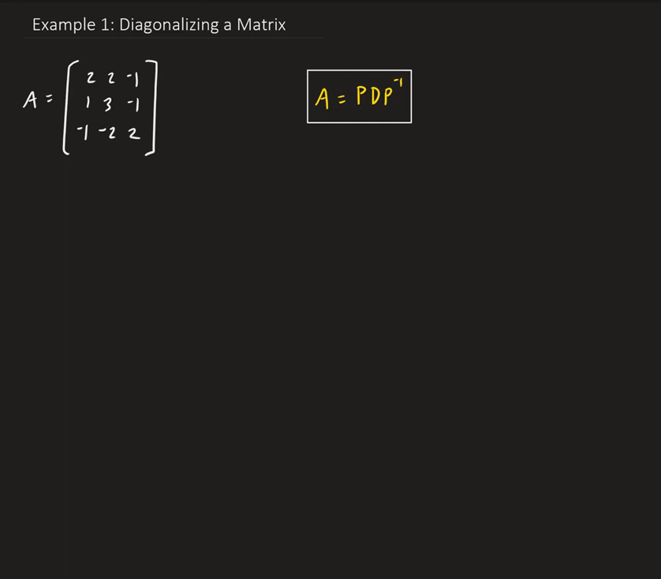So the first thing we need to do is find the eigenvalues, because those are going to make up the main diagonal entries for the matrix D. So the first step is to find the eigenvalues of A. When we go back, we need to find the determinant of this system, the determinant of A minus lambda I.